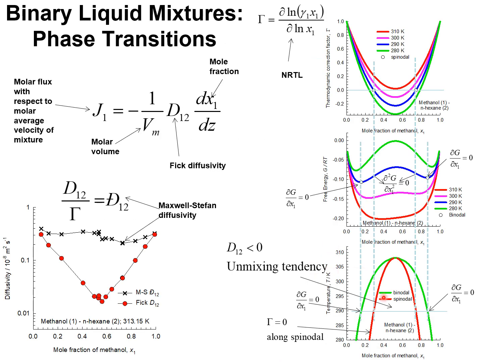Let us examine diffusion in the binary mixture of methanol and normal hexane at a temperature of 313 Kelvin. The Fick diffusivity is plotted here as a function of mole fraction of methanol. We note that the Fick diffusivity decreases by about an order of magnitude as a composition of 0.5 is approached from either end.